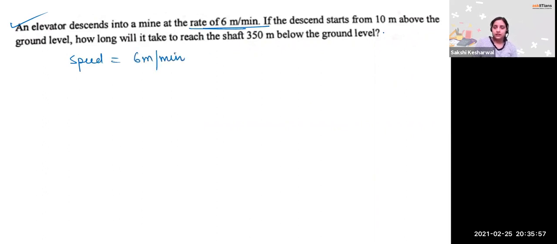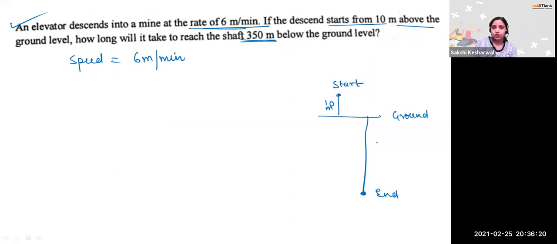Now, if the descent starts from 10 meter above the ground level, so this is your ground level, right? So you went 10 meter above. And how long will it take to reach the shaft, or 350 meter below the level? So 350 meter you have to reach over here. Here this is your end, and here you have to start, right?